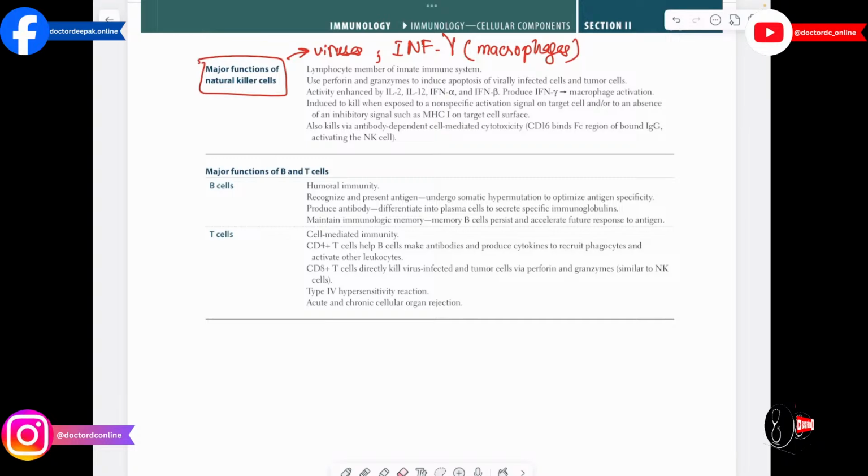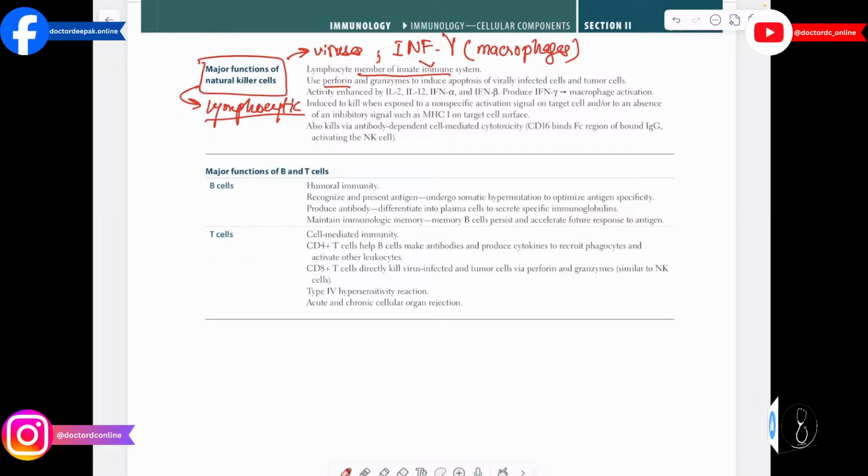Secondly, it is a member of innate immunity. It's a member of innate immunity but its origin is lymphocyte. It is the only cell of lymphocytic origin that belongs to innate immunity. All the others, B cells and T cells, belong to adaptive immunity.